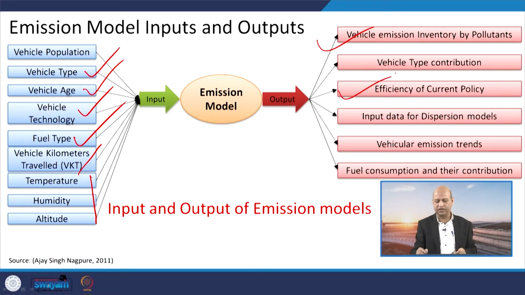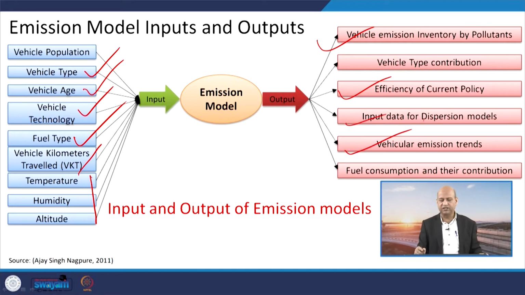Then the efficiency of the current policy, because for example, CNG has been implemented in Delhi. If you want to see how much emission reduction there is after CNG implementation, our emission inventory will give values: before CNG implementation, this much PM 2.5, now this much PM 2.5. So, the effectiveness of policy is also evaluated based on emission inventories. Then input data for dispersion models, as I said, the values coming out of emission inventory models will be input parameters to the dispersion models, okay.